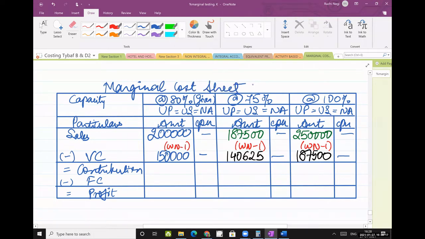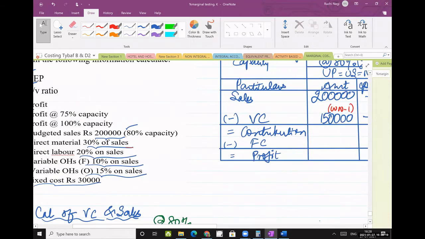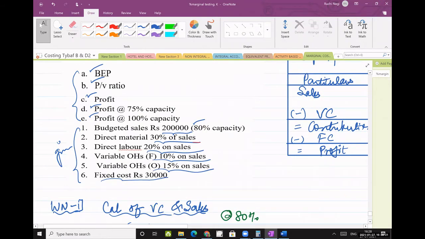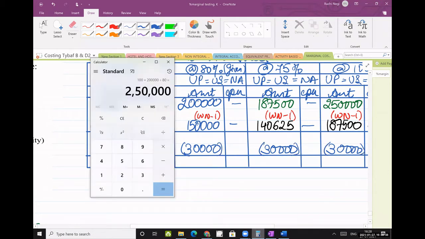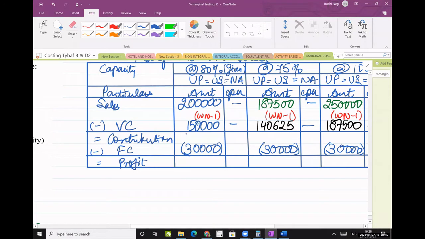What is the concept for fixed cost? It will remain fixed irrespective of the capacity. So it is 30,000, and it's going to be 30,000 throughout, because irrespective of the capacity, fixed cost is incurred. So 2 lakh minus 1,50,000 is 50,000. 50,000 minus 30,000 is 20,000.